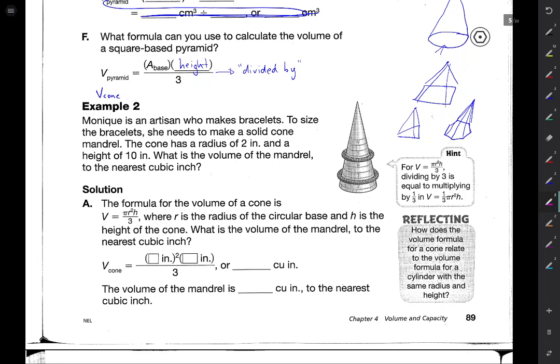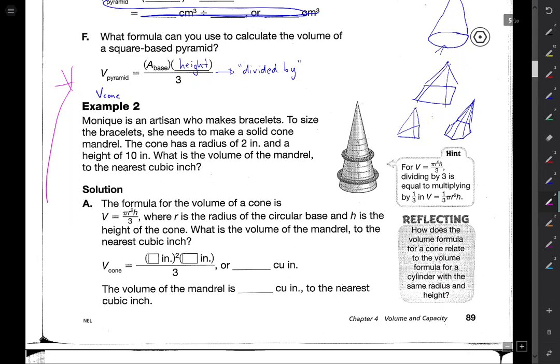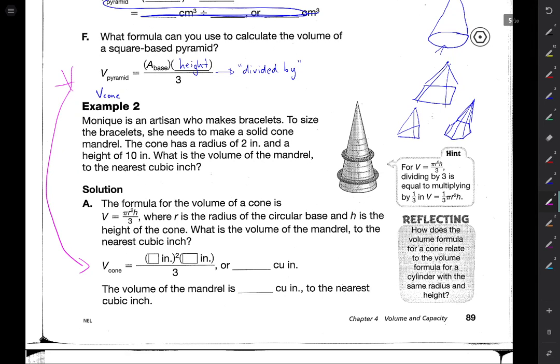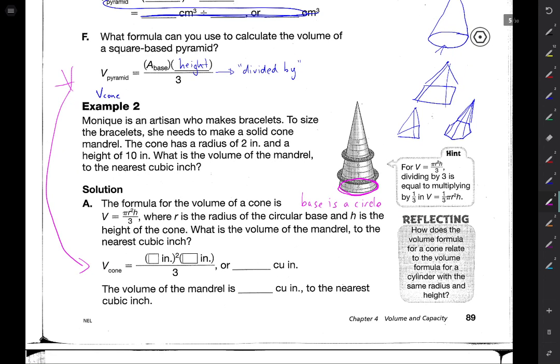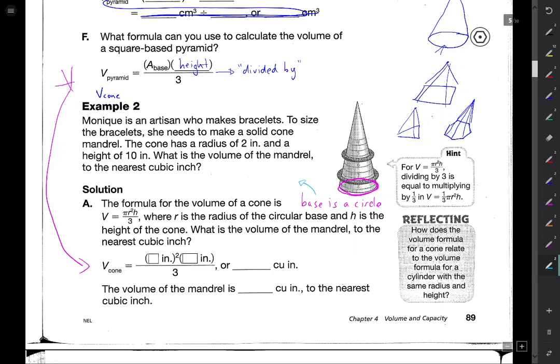So the volume of a cone, just like I set up here, is going to be the area of the base times the height divided by 3. The base shape when we're dealing with a cone is a circle. So we need to find the area of the circle, times it by the height, and then divide it by 3. The area of the circle is going to equal pi r squared.